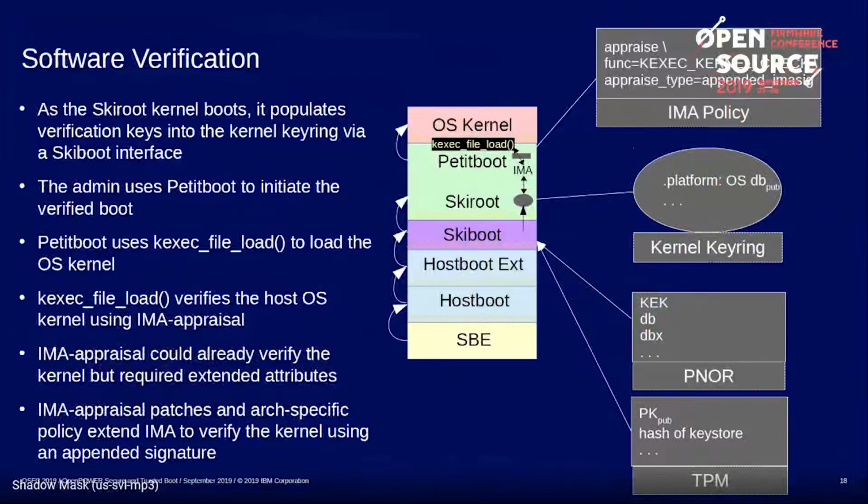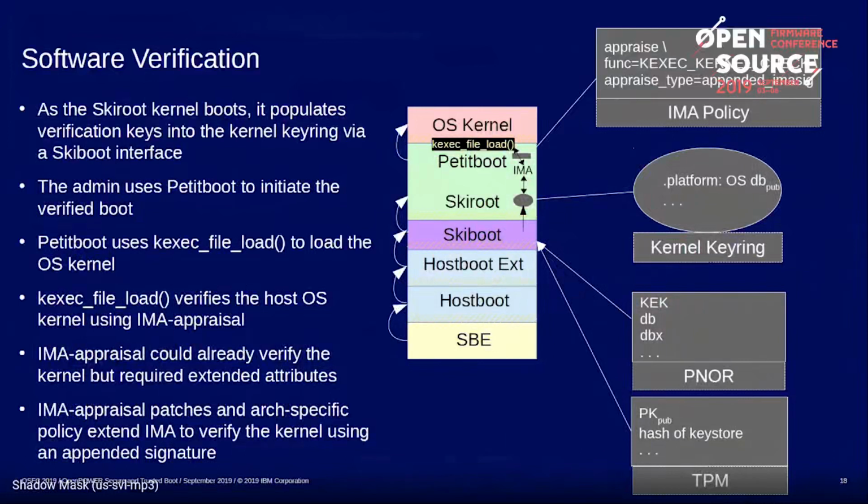So when we verify this, as skiroot boots up, it populates the kernel keyring, the IMA keyring, with keys. And then when petitboot is used to select a signed kernel, it uses kexec_file_load, and kexec_file_load uses IMA to verify the kernel. And we had to patch IMA to add this capability for an appended signature.